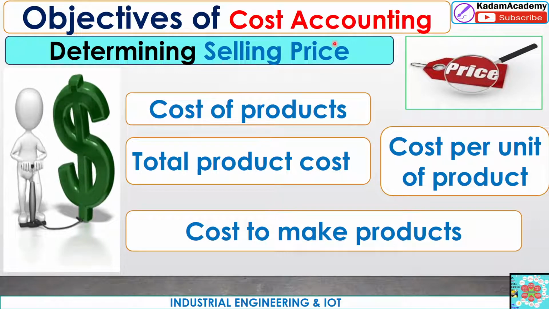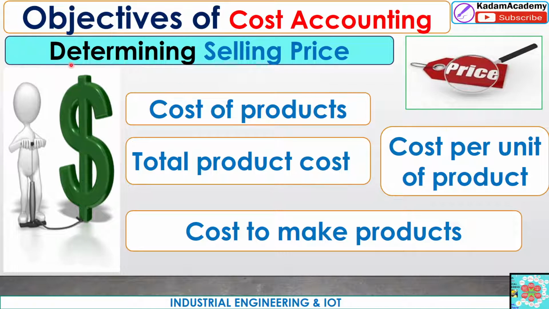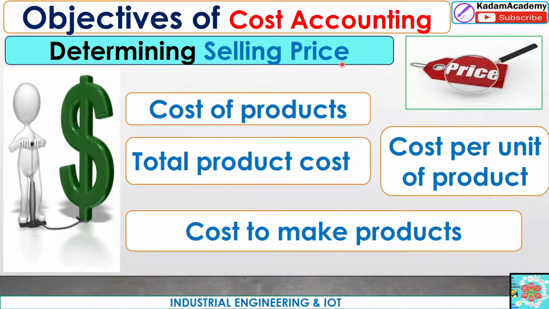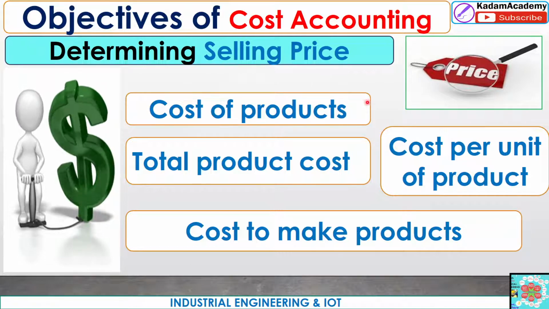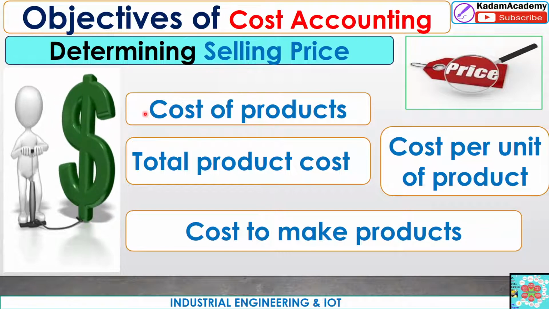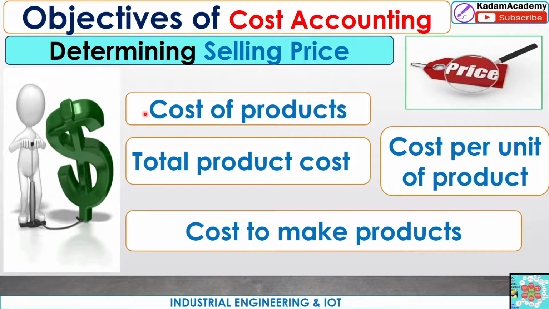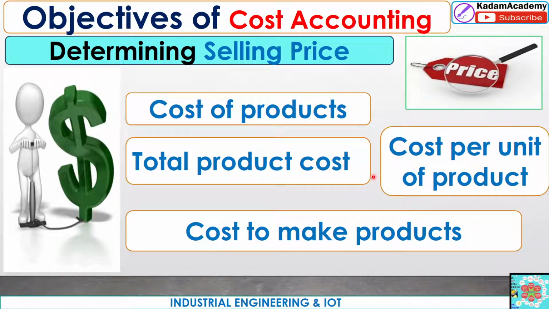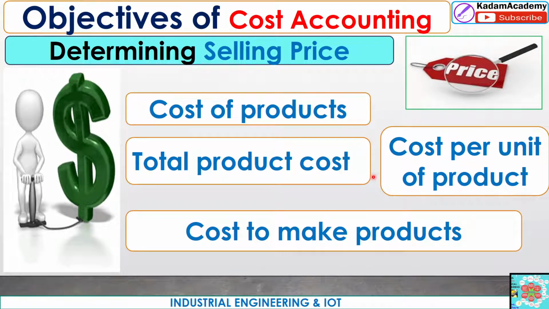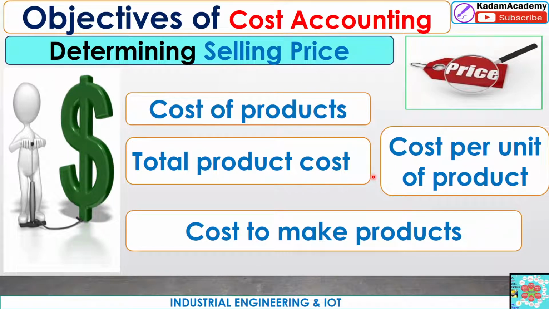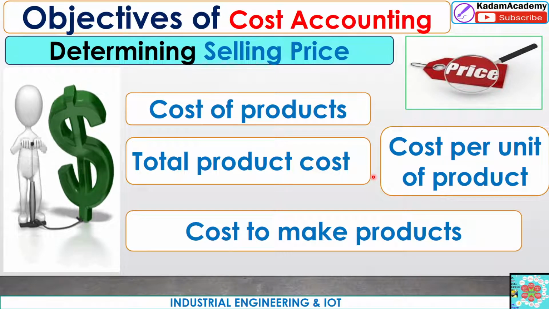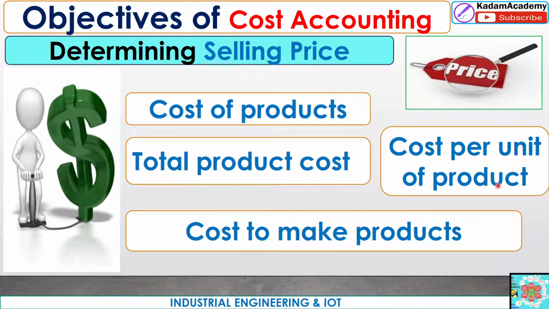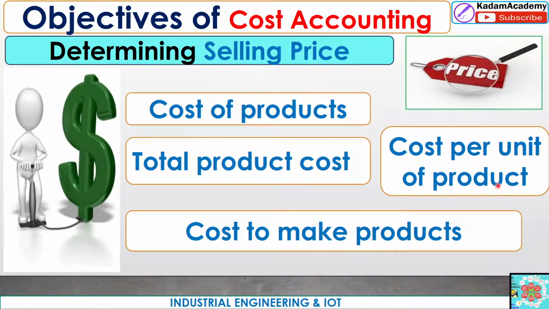Now we'll go for the objectives of cost accounting. The first objective is to determine the selling price. Under this, what will happen? The objective is determining the cost of products. The cost of products we are determining is of main importance in cost accounting. The total product cost and the cost per unit of product are important in deciding the selling price.